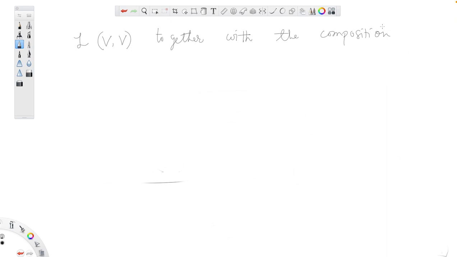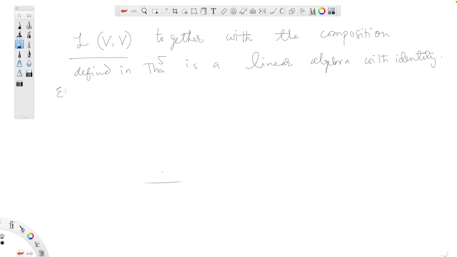We require only Theorem 5 where we define the composition. So Theorem 5 together with Lemma 1 tells us that the vector space L(V, V), that is the vector space of linear operators on the vector space V, together with the composition defined in Theorem 5, is a linear algebra with identity. The identity is the identity transformation.